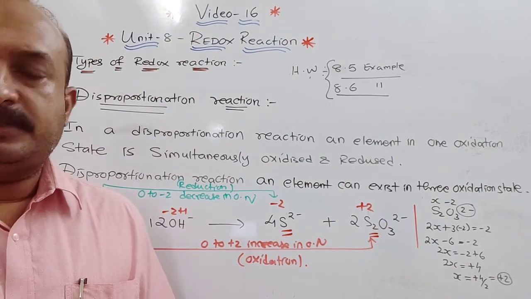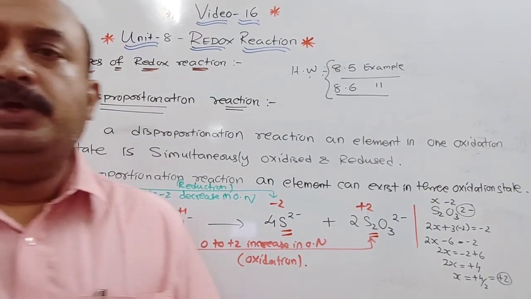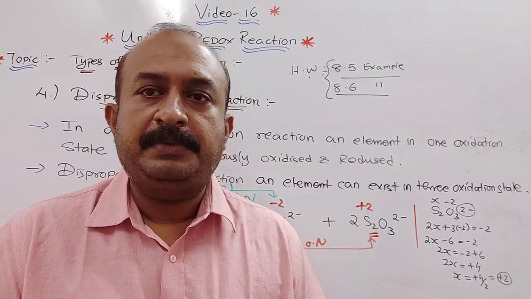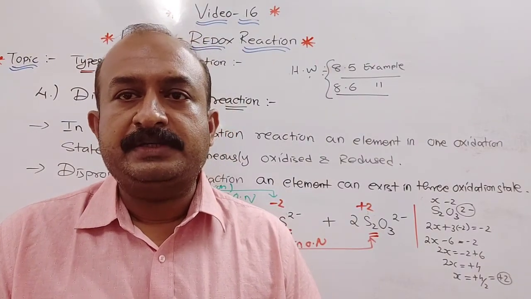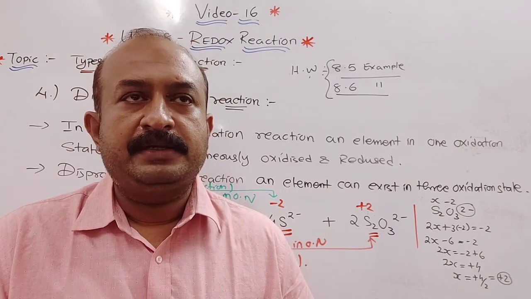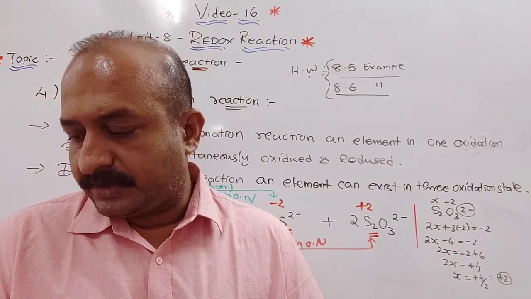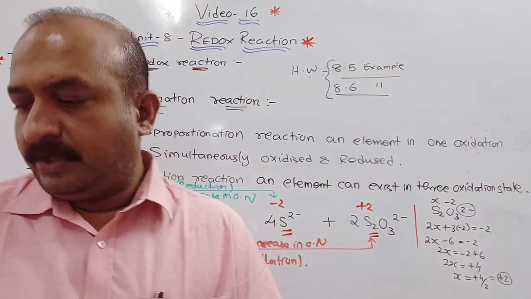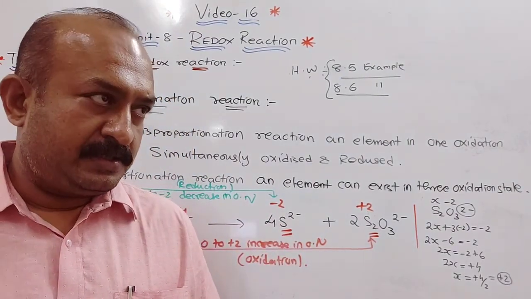Okay, now the next part, in the next video, is the main topic of this chapter, that is balancing redox reactions. Two methods are there in balancing: the oxidation number method and the half reaction method, as given there.